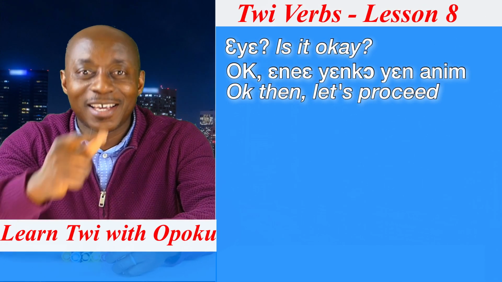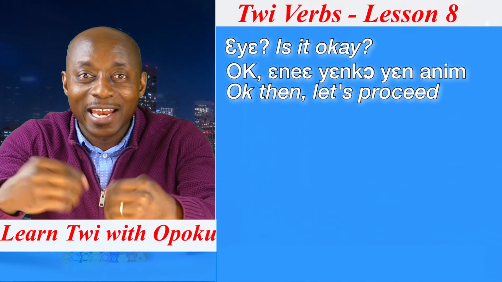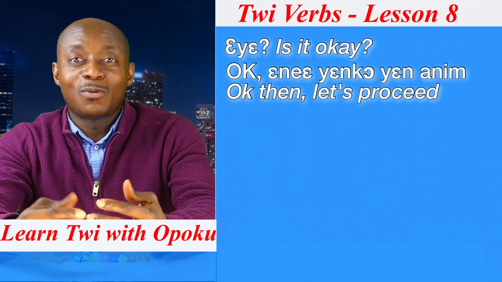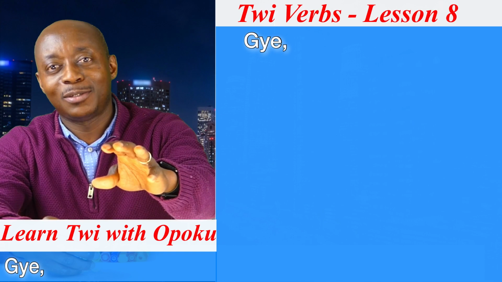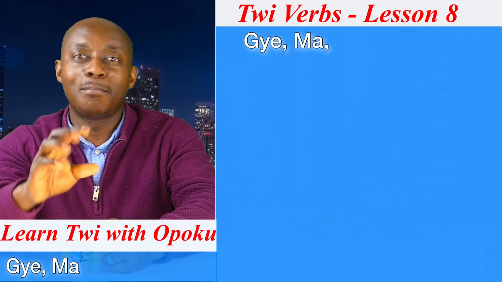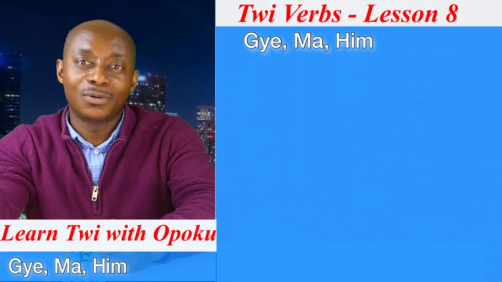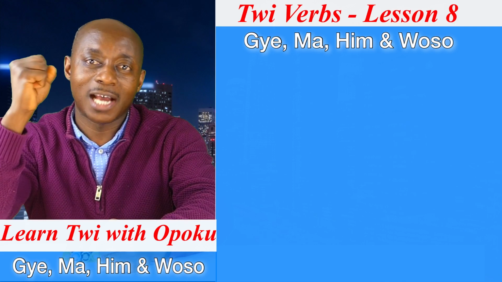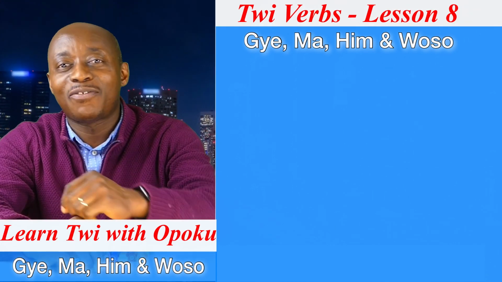Okay, ene, that is today. Ene, what verbs are we looking at? Today we're considering what? J, that is to take. Ma, to give. Him, that is to wave. And then Woso, that is to shake. Good. Let's take the first verb.